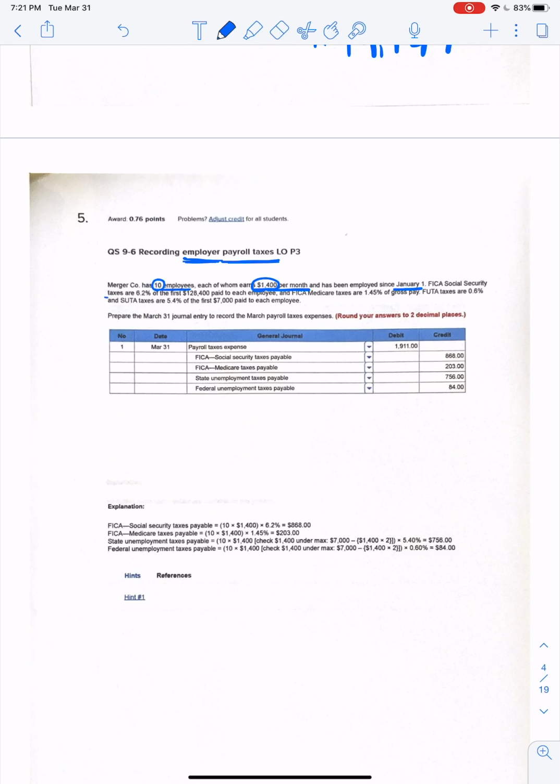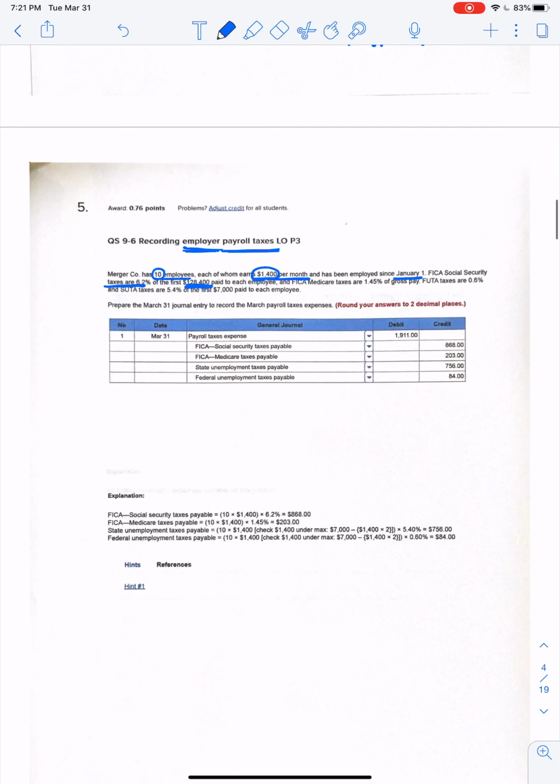FICA Social Security taxes are 6.2% of the first $128,400. Please do know this amount. It's very important, and it may show up on your exam one way or another. So I strongly recommend you understand and know that $128,400 is the upper limit on your Social Security taxes. So it says that is the limit on the amount paid to each employee. Okay, it's not total wages to everybody, it's to each employee. And FICA Medicare taxes are 1.45% of gross pay.